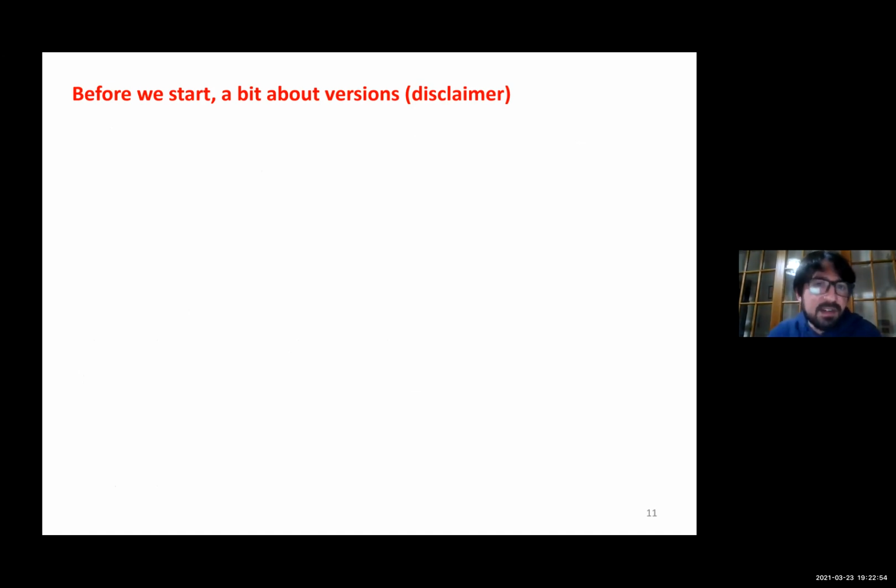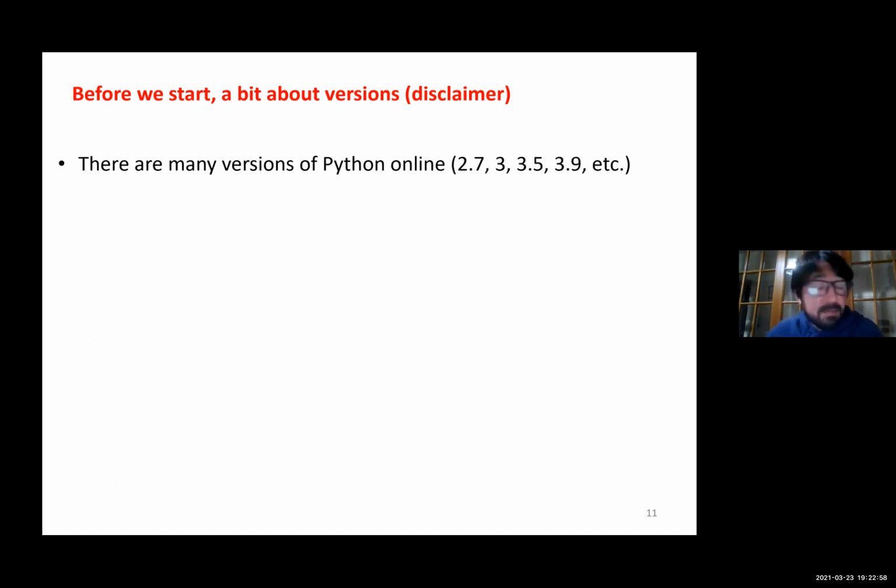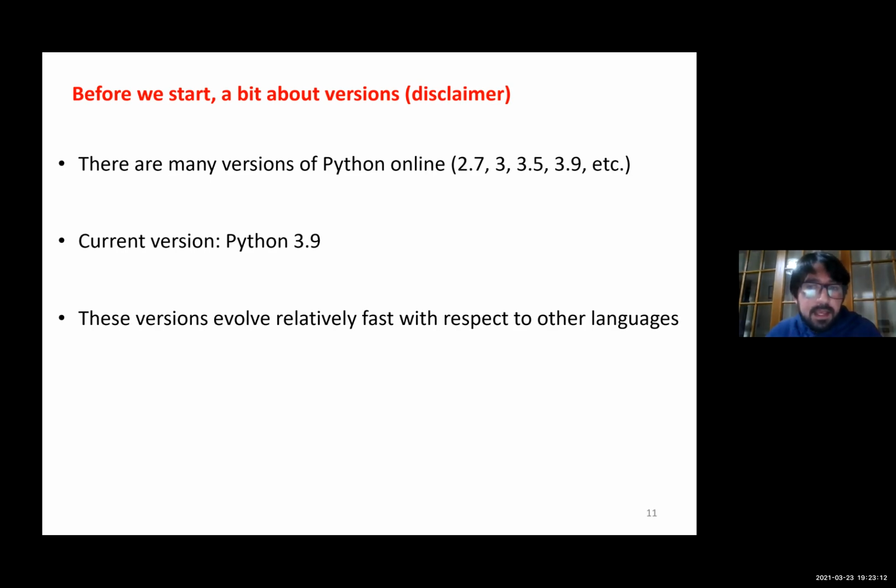There's a bit of a disclaimer about the versions of Python that we're going to be using. There are many versions of Python that you can use. So there's 2.7, 3, 3.5, 3.9. The current version is Python 3.9. And these versions evolve really fast, both due to the fact that the language is growing a lot, but also because it's open source and has a large community.